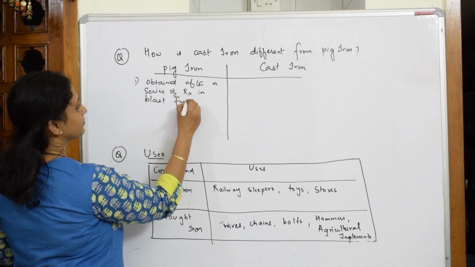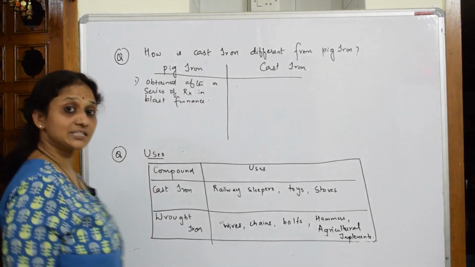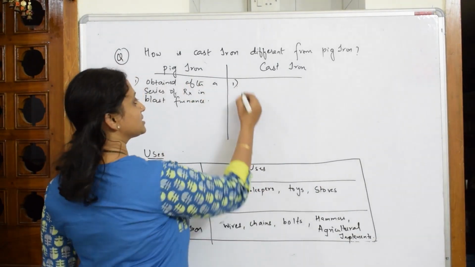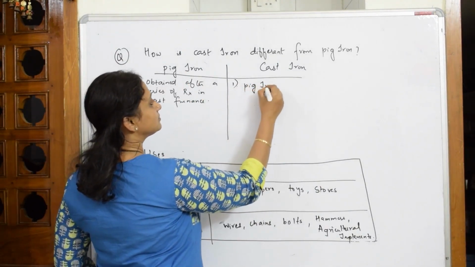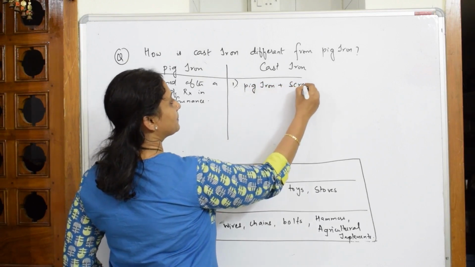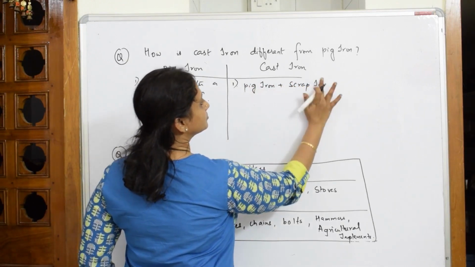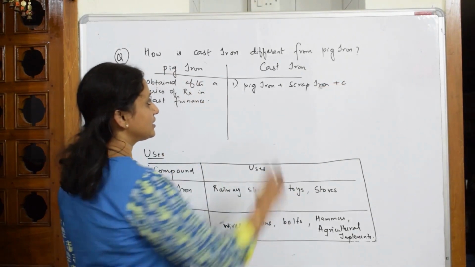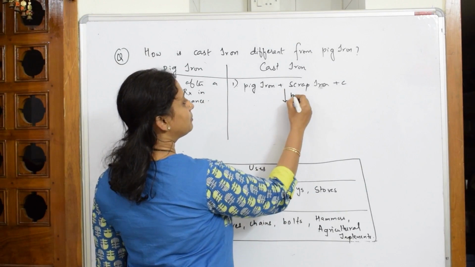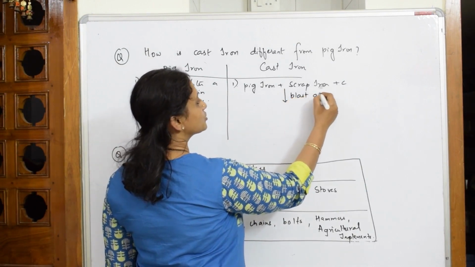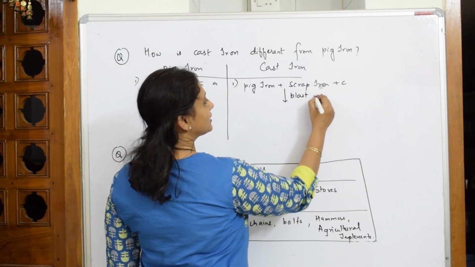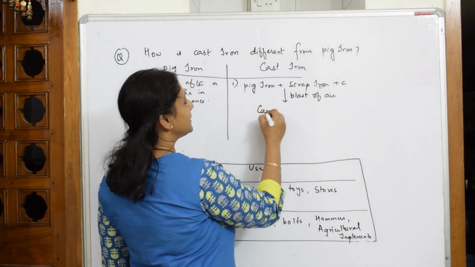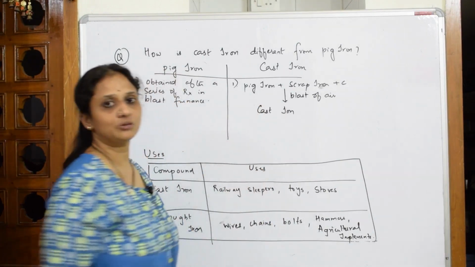Okay, right. Cast iron, how do I obtain? I can obtain cast iron when I pick up this pig iron. Just observe, pig iron plus your scrap iron plus your coke. What is the role of coke here? Coke is acting as a reducing agent. When I heat all these three in the blast of air, means I am going to introduce a roasted blast of air. When I try to roast all these, I am going to get cast iron. That is your component. So these are the three important components of cast iron.